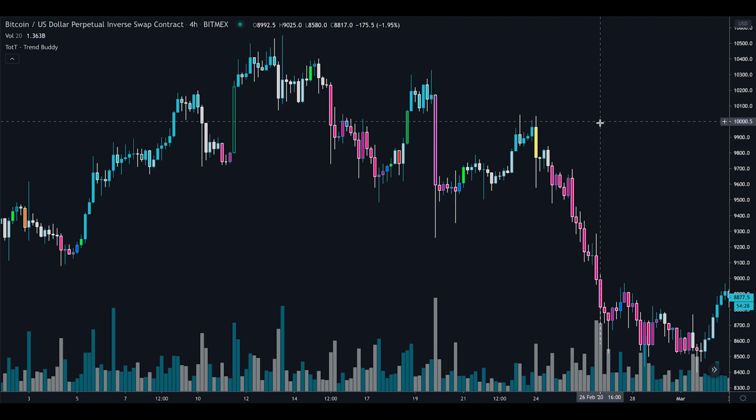So again, guys, this was just a brief overview of the Trend Buddy tool, part of the base indicator suite for the Tools of the Trade curriculum. If this Trend Buddy tool resonates with you, please use it. See if it incorporates into your trading system.